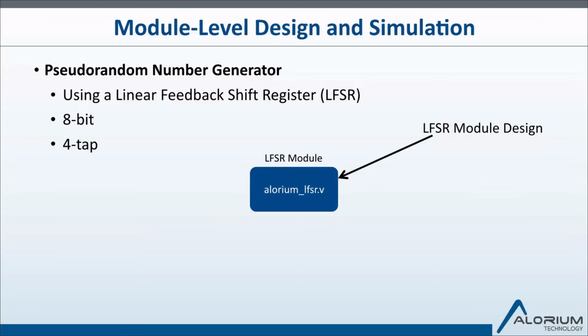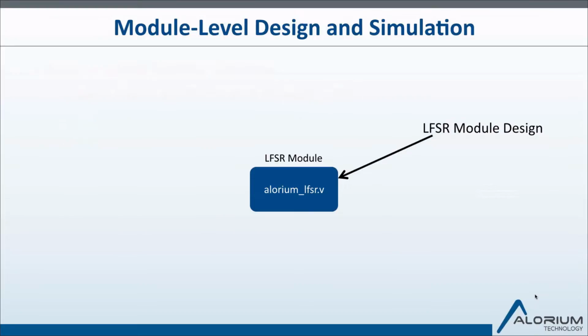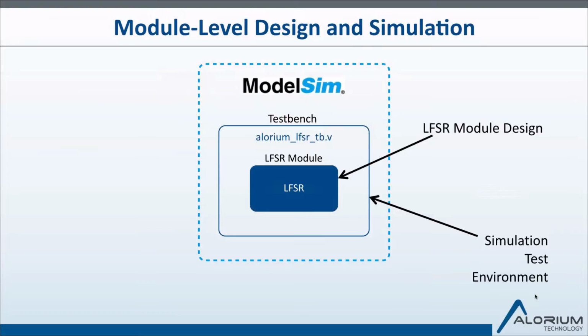So we're going to start with this LFSR block. An LFSR is a linear feedback shift register, and it's just one way to generate a pseudo-random number. It's a specific kind of circuit that we will look at more closely as Brian shows you in the code. We're going to take a look at this Alorium LFSR.v Verilog block, and then we're going to wrap it in the LFSR Testbench. This will allow us to test this module standalone. So we're going to pull that module into ModelSim and run a simulation.